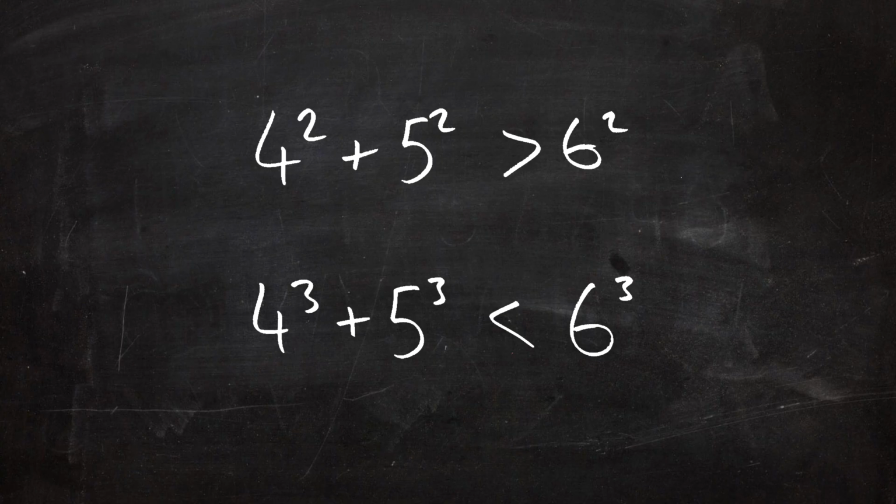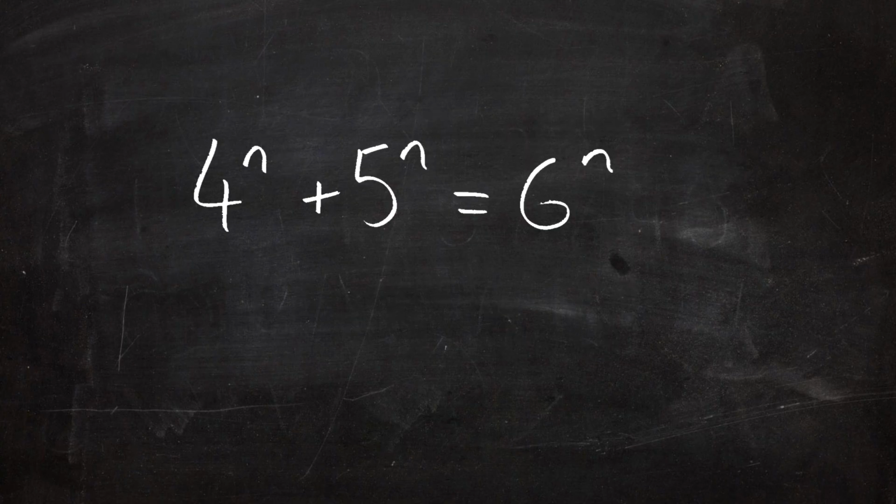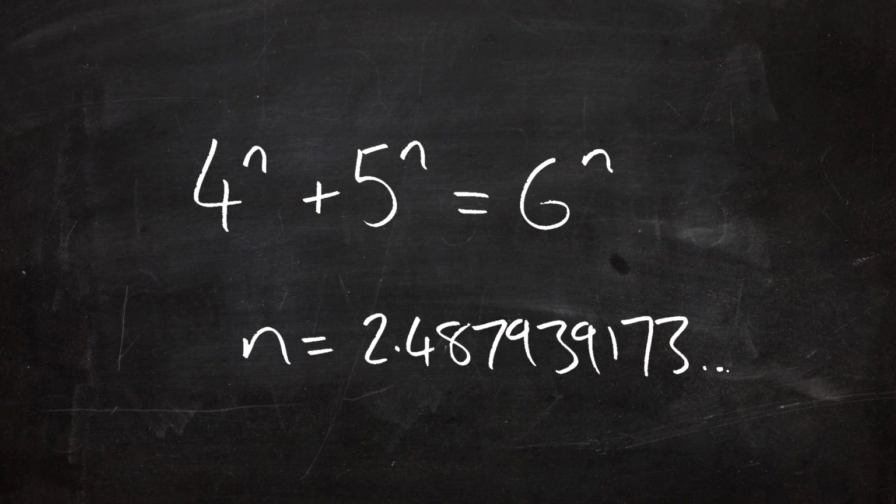So there must be a value for the exponent n somewhere between 2 and 3, where 4 to the n plus 5 to the n equals 6 to the n. Now we know that can't be rational, it must be irrational, and in fact if you go searching for it, you'll find that n is equal to 2.4879 something something. So integer solutions with irrational exponents exist, but it would be nice to give you an example where we don't have to go searching for the exponent.